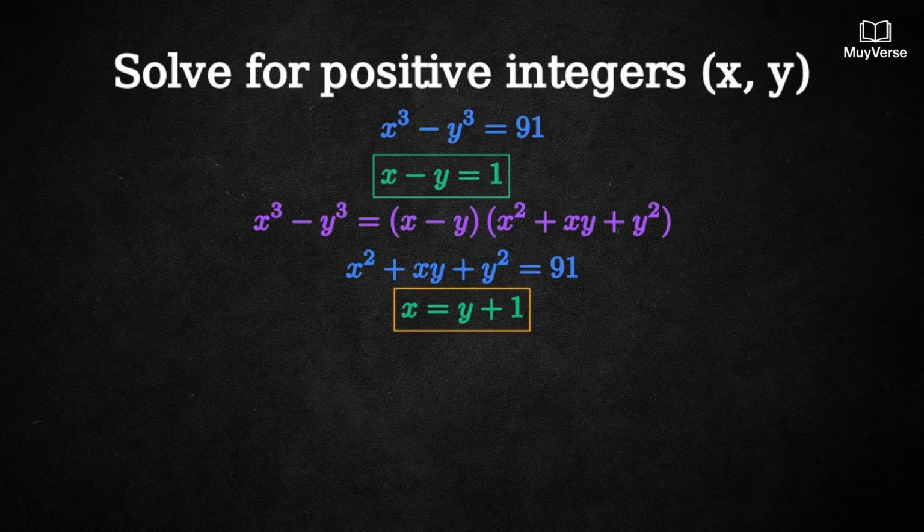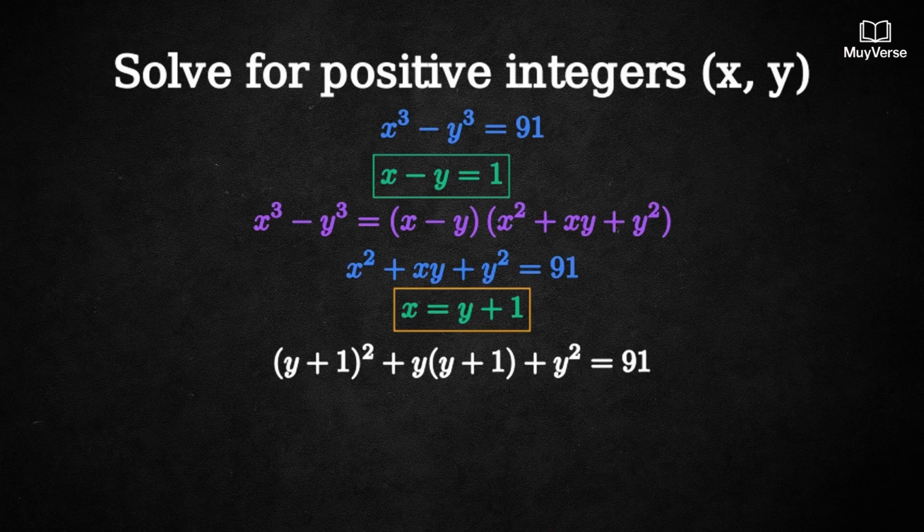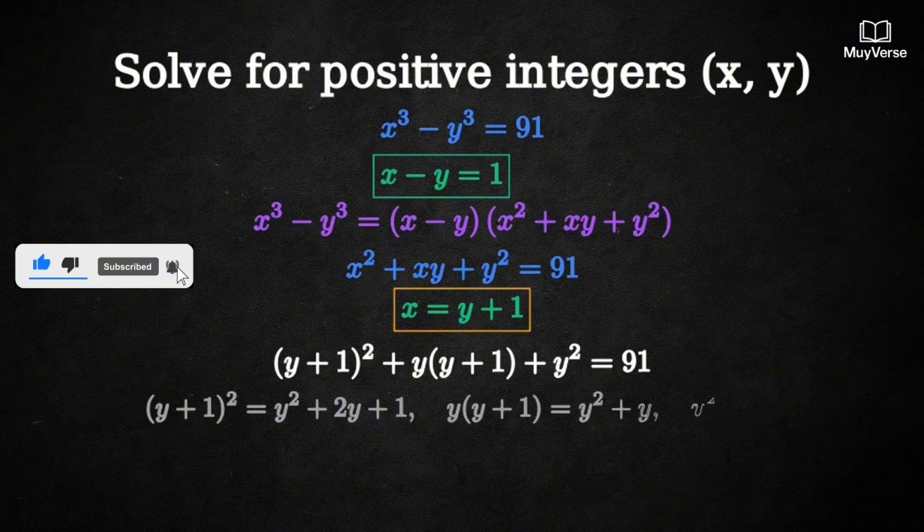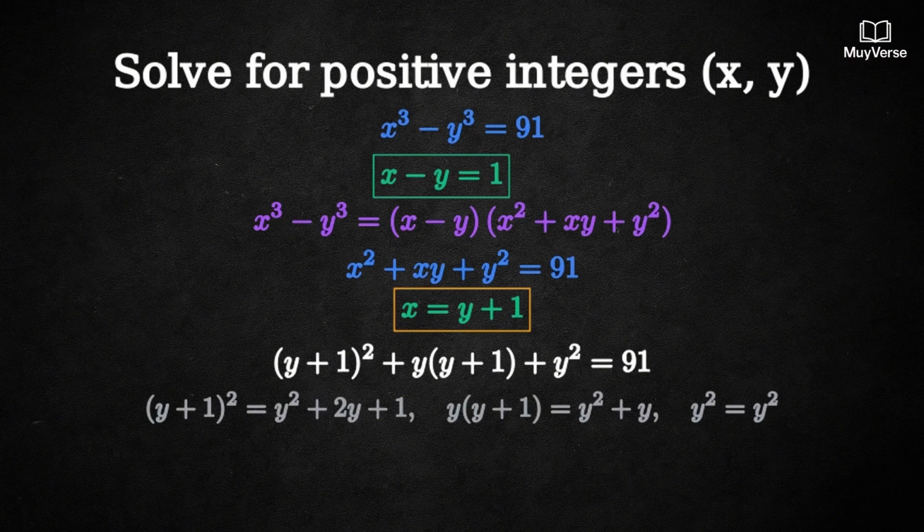Substitute this into x squared plus xy plus y squared equals 91. That gives (y plus 1) squared plus y times (y plus 1) plus y squared equals 91. Expand each term. We get y squared plus 2y plus 1, then plus y squared plus y, then plus y squared equals 91. Combine like terms to get 3y squared plus 3y plus 1 equals 91.